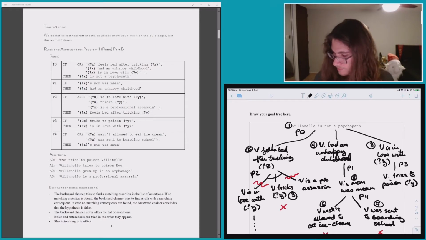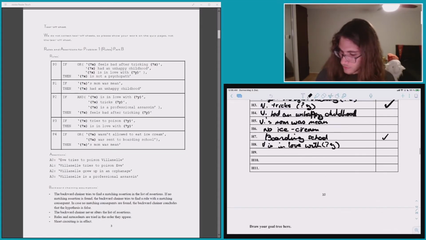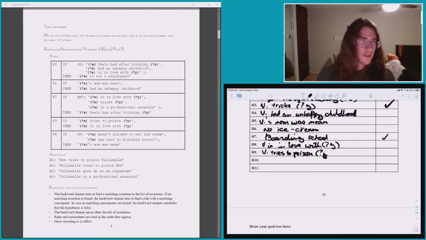And now I get V tries to poison Y. And I'm going to check this one. But now I'm going to check variable bindings, because this doesn't match any consequence that I have. V tries to poison Y.